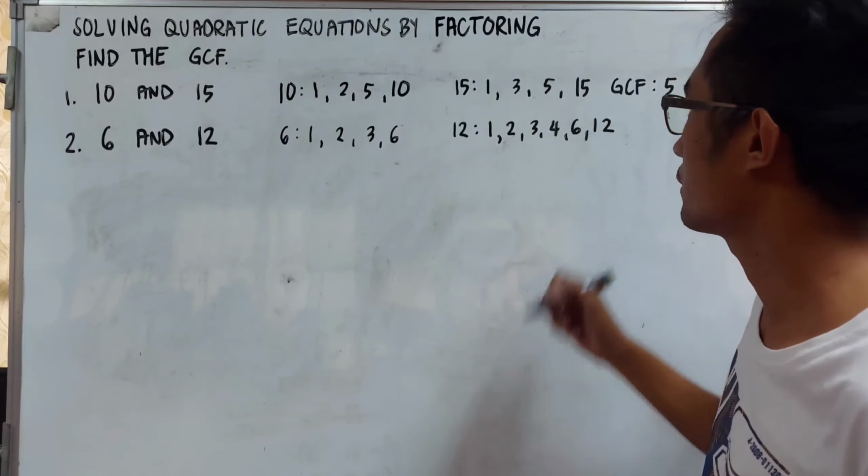Okay, tingnan natin naman yung common sa kanila. Hanapin natin yung greatest common factor. We have 1, parehas. 2, 3, 4, wala na. 6. So, ibig sabihin, ito yung pinakamataas na common sa kanila. So, therefore, the GCF of 6 and 12 is 6.